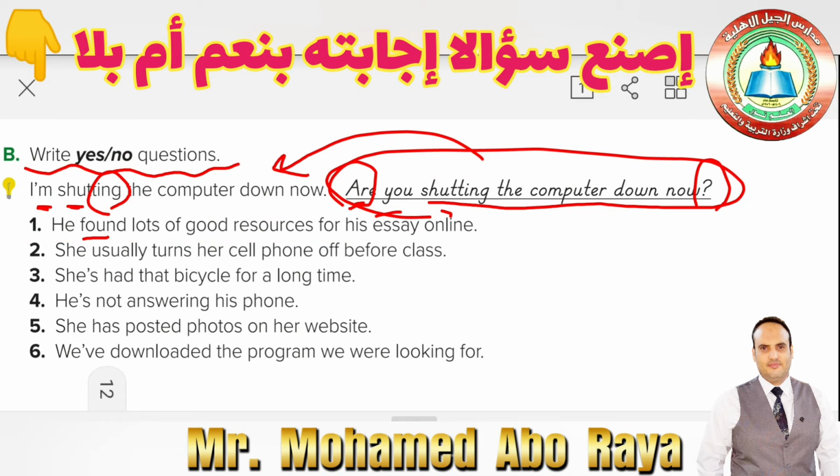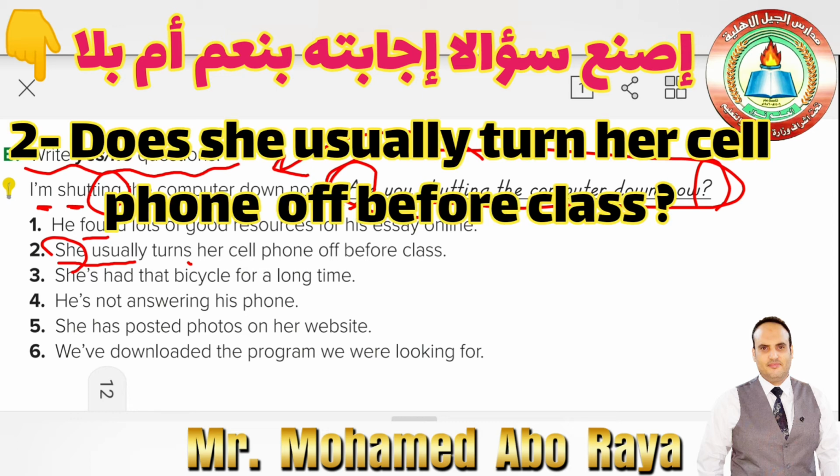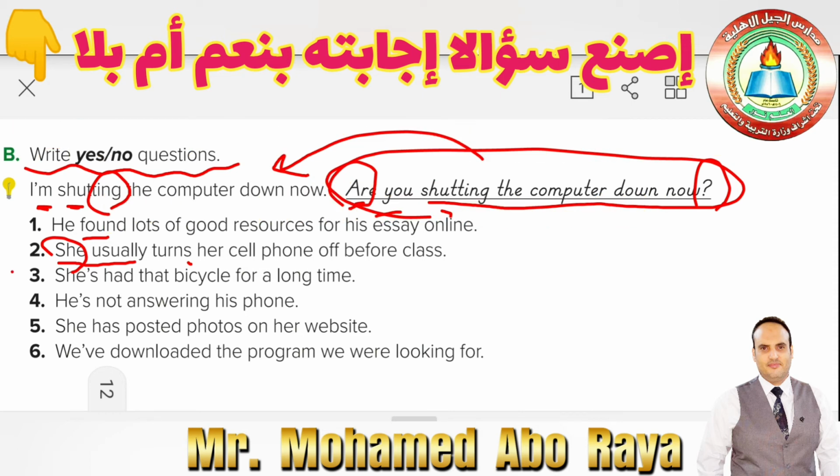Number two, she usually turns her cell phone off before class. This tense is present simple. Present simple. Put s, because the subject is she. We form the question in the case of present simple using does. The question will be, does she usually turn her cell phone off before class? And put a question mark.